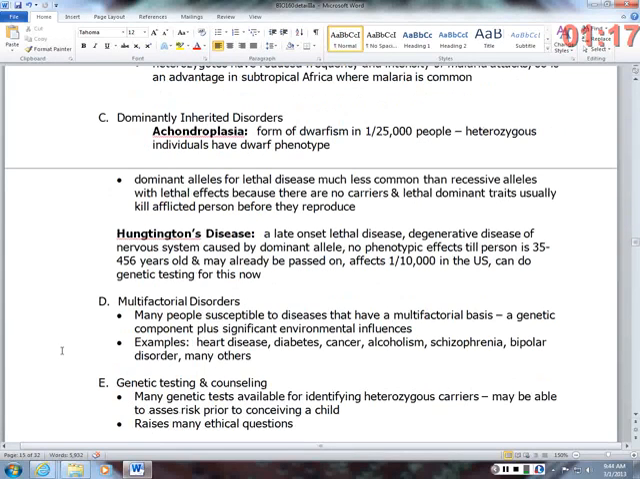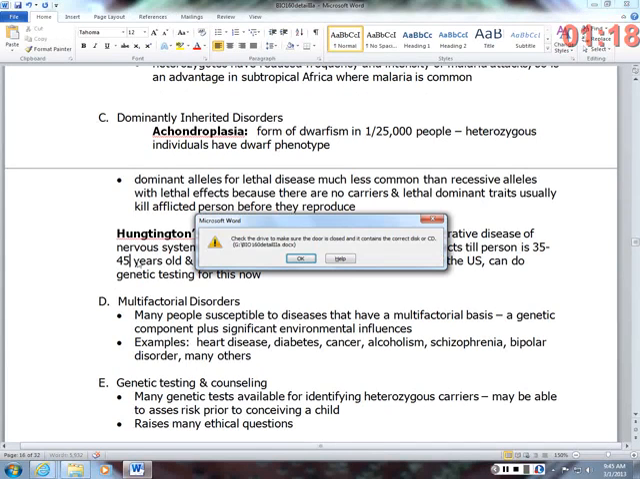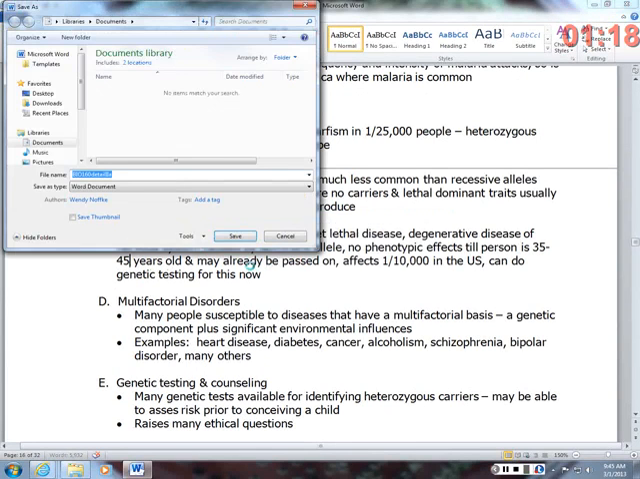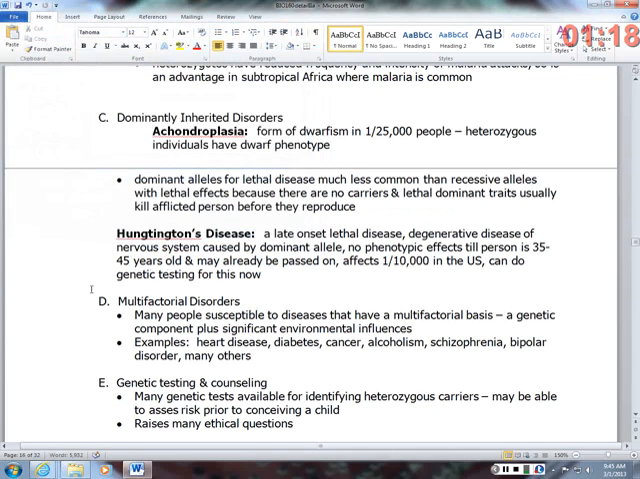Huntington's disease, this is an example. It's a late onset lethal disease that's dominant, but a lot of times the person has already reproduced by the time they're aware that they have this. It's a degenerative disease of the nervous system, and the person has no phenotypic effects until they're 35 to 45 years old. And by that point, you've usually already had your children and passed it on. So this affects 1 in 10,000 in the US.